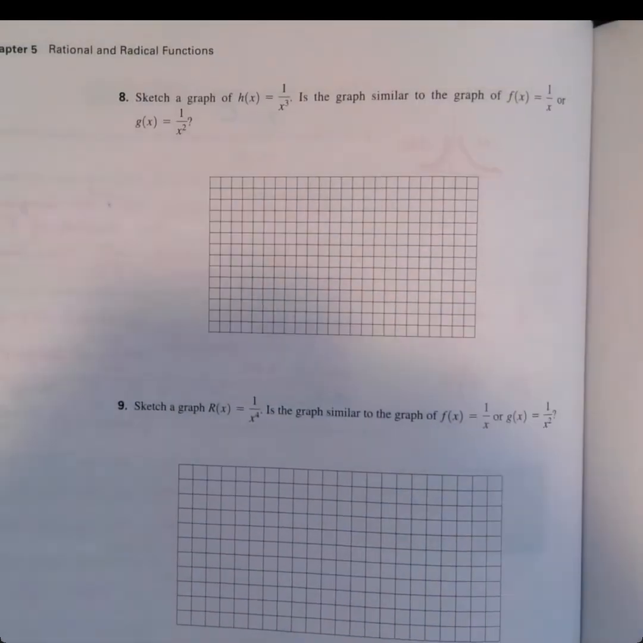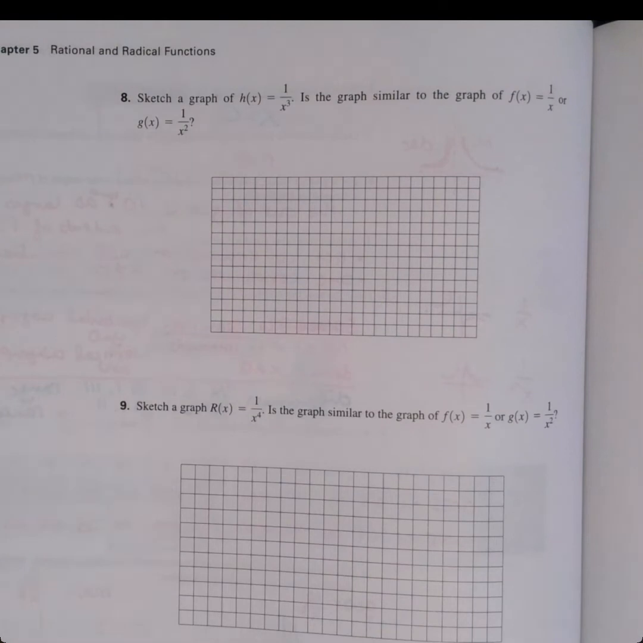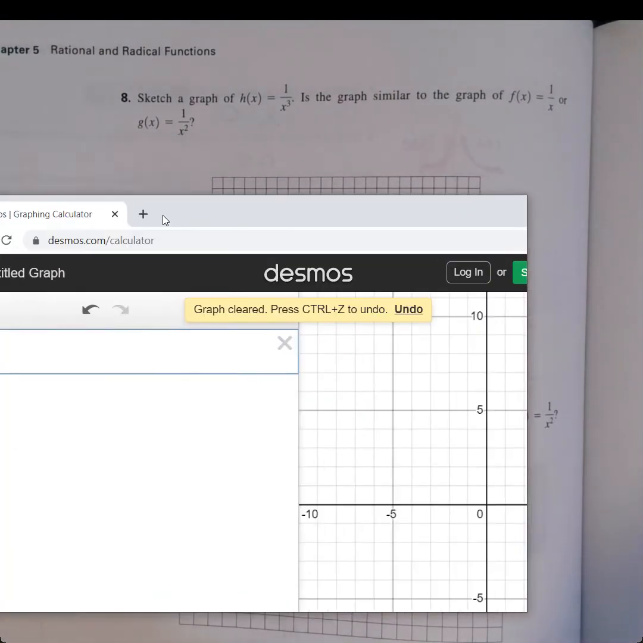All right, now we're going to sketch the graph of 1 over x cubed. Okay, so let's get that thing going here.